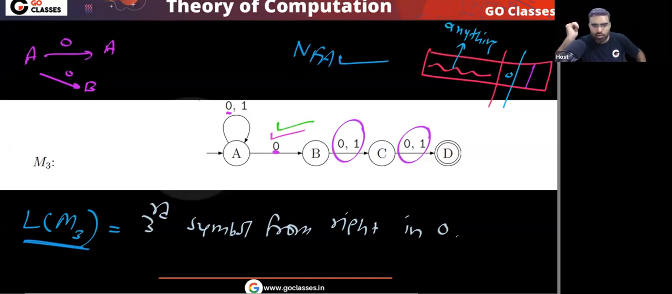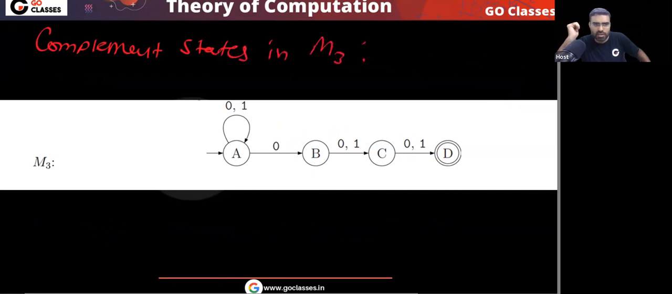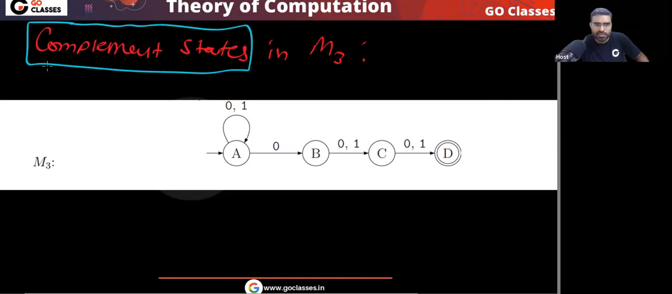Now if you complement the states in M3, what does that mean? This is not a standard terminology. It simply means final becomes non-final and non-final becomes final. All the final states, you make them non-final. All the non-final states, you make them final. This is what it means.